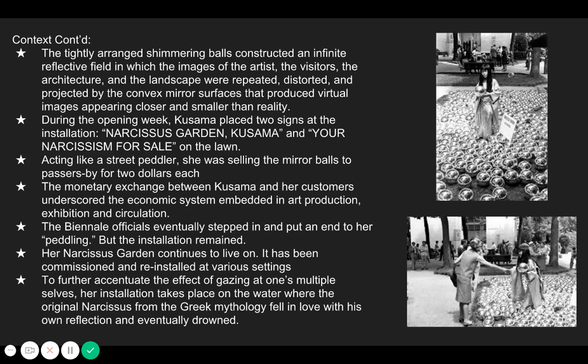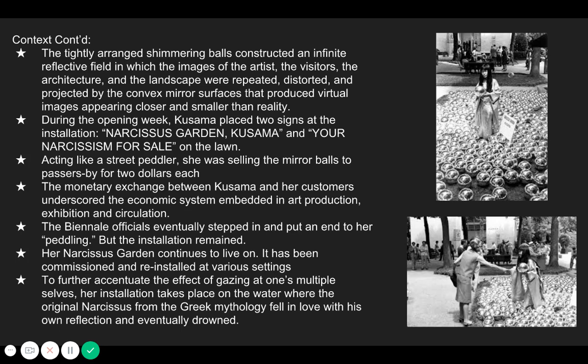So then what was happening was this monetary exchange between Kusama and her customers. And what that did is it underscored this economic system that was really embedded in art production, in art exhibition and art circulation. So it was a bit of a jab at this high art world, where she was toying with and being very insulting about the way that this economic highbrow system worked.